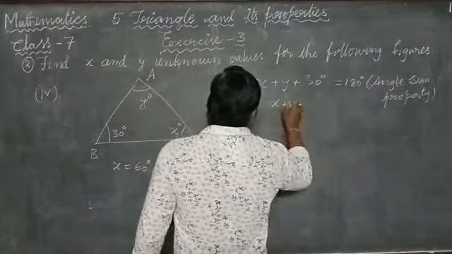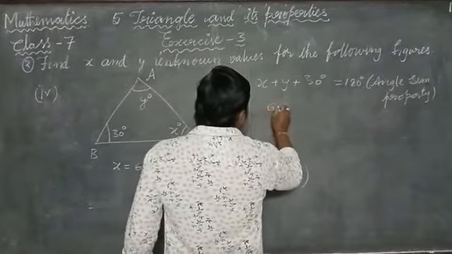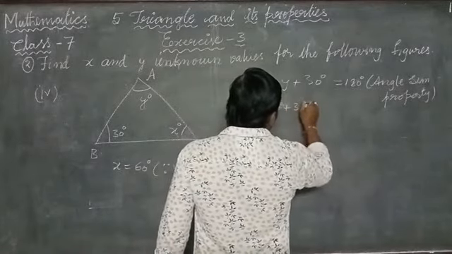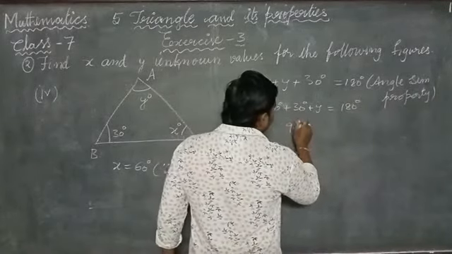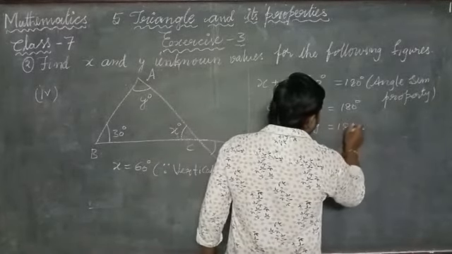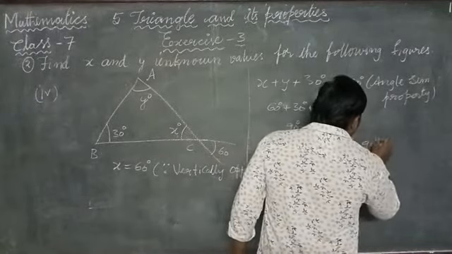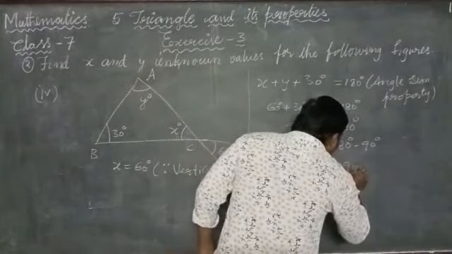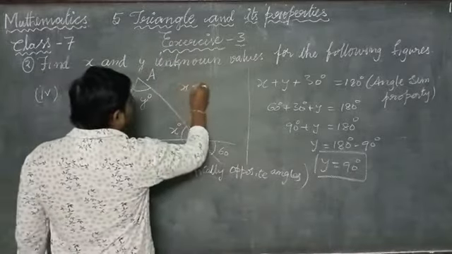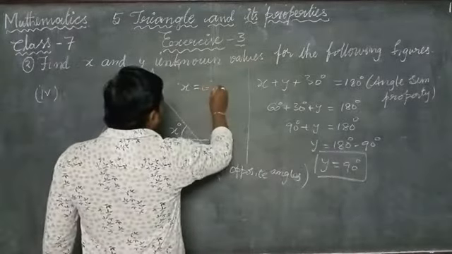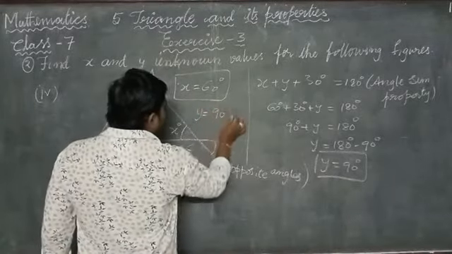After substituting the x value, 60 plus 30 plus y equals 180 degrees. Then 90 degrees plus y equals 180 degrees. Then y equals 180 minus 90 degrees. Then y equals 90 degrees. Here x equals 60 degrees and y equals 90 degrees.